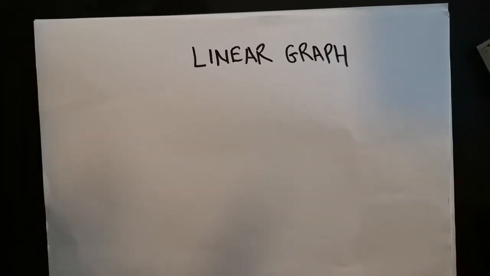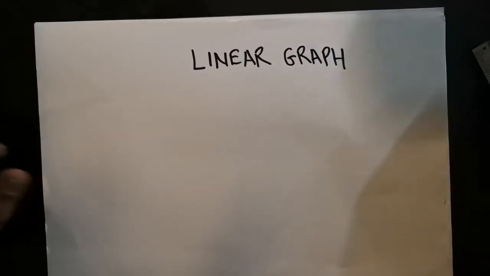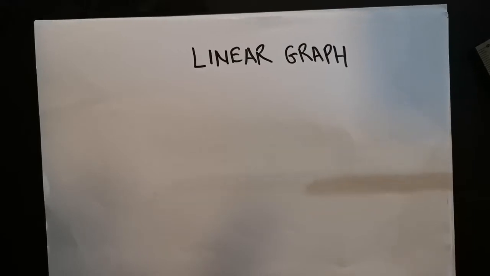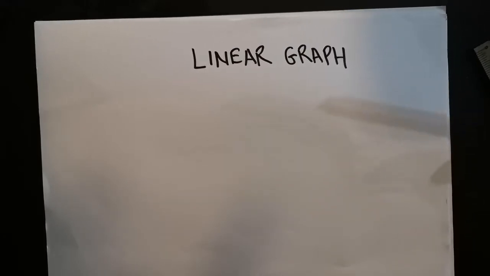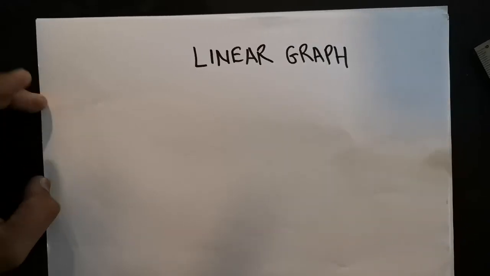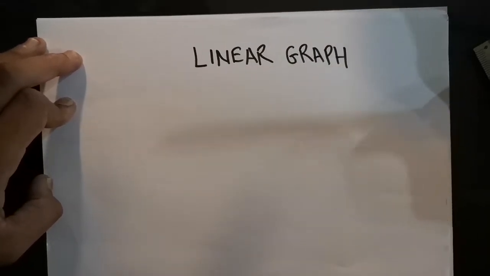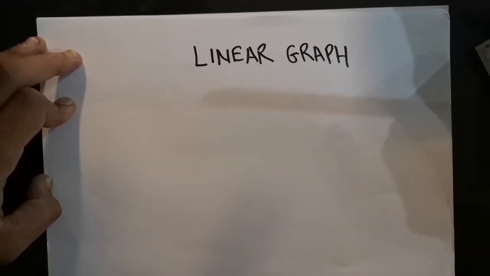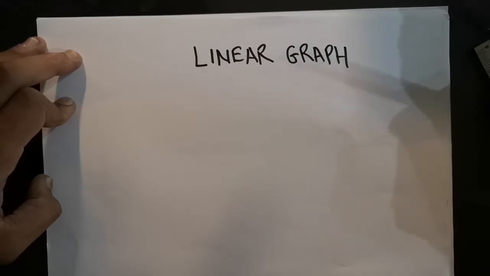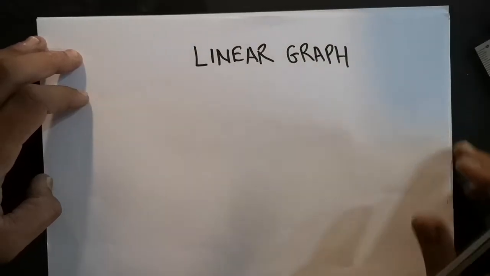So hello, today we are going to learn about linear graph. Before you even start to do a quadratic graph or x cube graph or x4 graph, you need to learn the basic of how to do a linear graph. Linear graph in layman term is called a straight line graph. Straight line graph is simply having one equation.